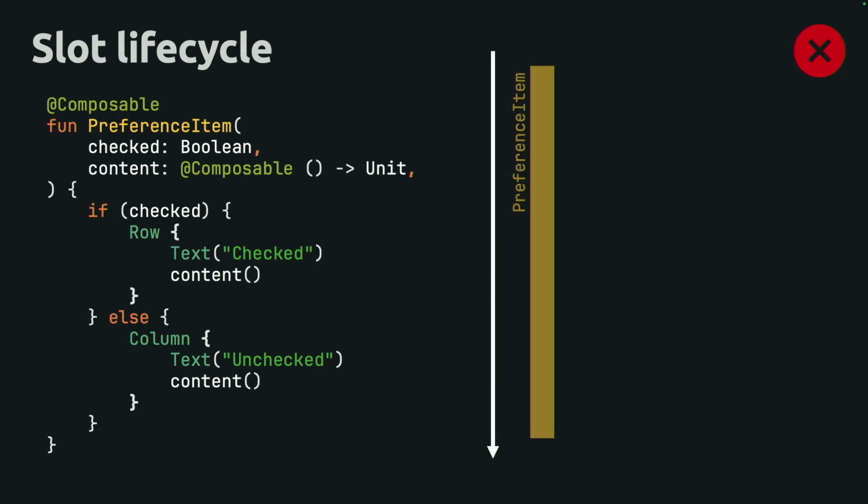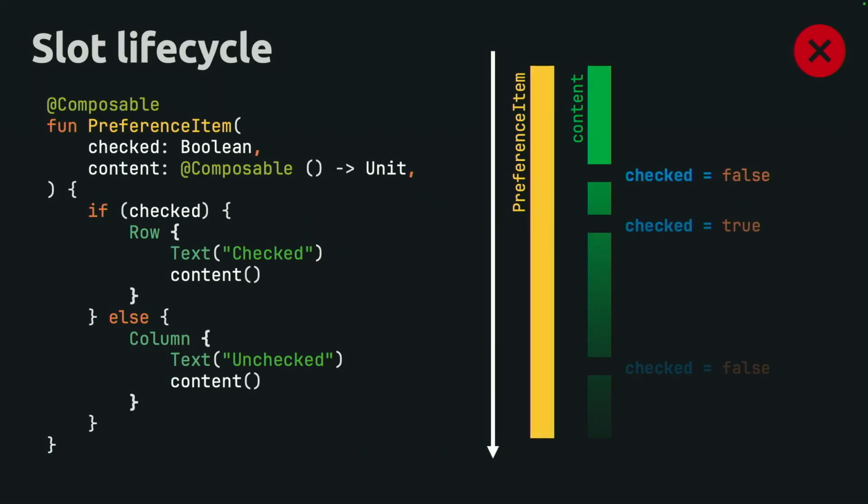And as time is going on, this preference item may exist for some amount of time. When it's first created, it will call that content function that will create some UI. It will be displayed. And then as the value of the checked Boolean here changes, it will recompose, it will switch between the two branches of the component, and whenever that happens, it will drop all of the content that was previously created, and it will run that incoming content parameter again to produce the UI again, and attach it in a new location within the UI tree. This is not ideal. We are doing too much work here.